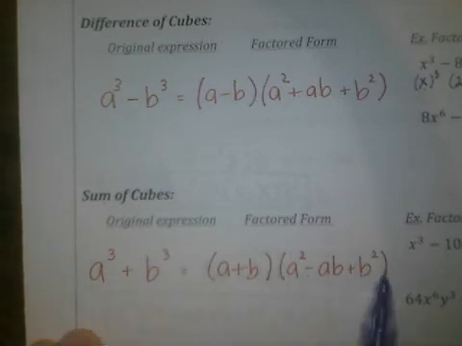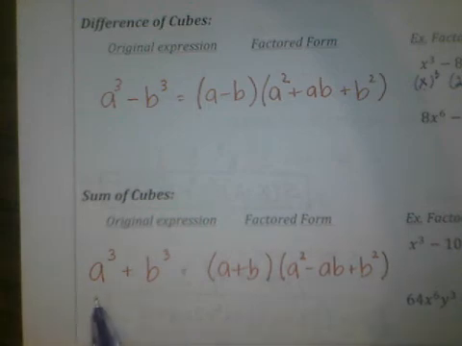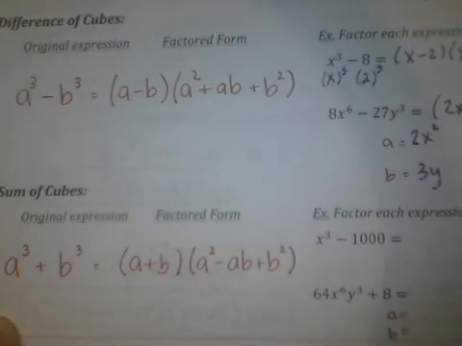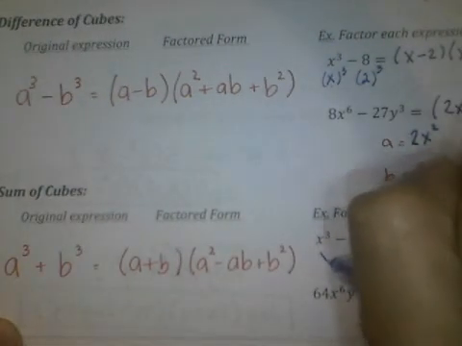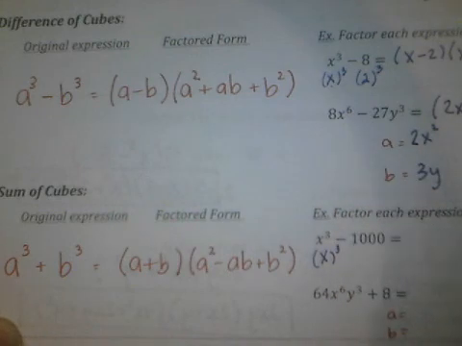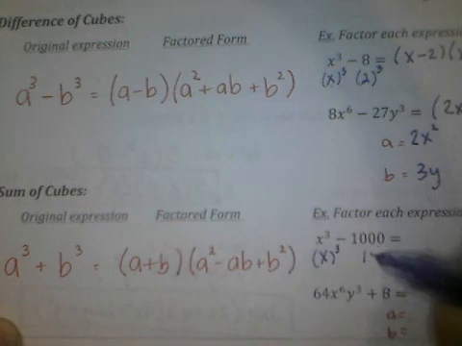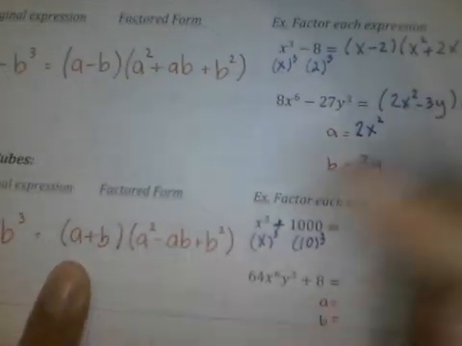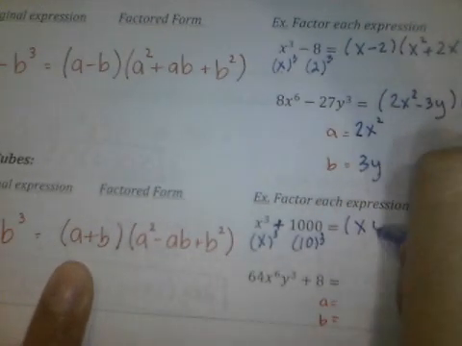The idea here is the same. I'm looking for something times itself 3 times to equal the front and the back, and then I'm going to plug those things into the formula. For the easy example, we've got x cubed, which means that a would just be x, because x times x times x is x cubed. And 1,000, which means b would be 10, because 10 times 10 times 10 equals 1,000. This right here, if you would just change that typo to a plus, we'll use the sum formula, and this is what it looks like.